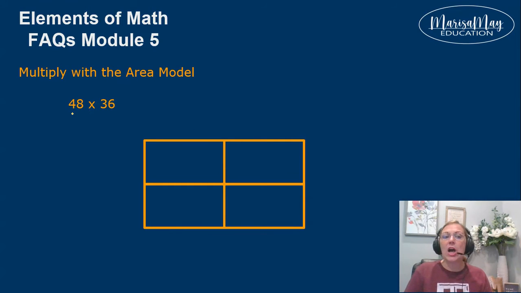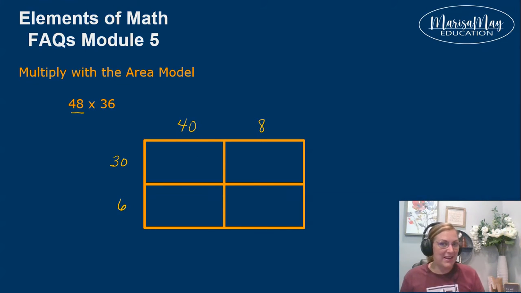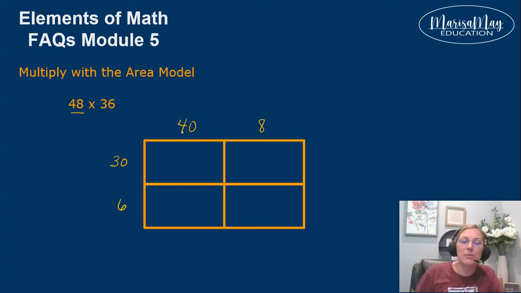So let's take our number here, 48, and we're going to break that apart into its expanded form. So really that's 40 and 8. We'll do the same thing with 36. That's 30 and 6. Now, in order to fill each of the boxes, you're going to multiply the dimensions of that box. Essentially, you're finding the area of each of the boxes. That's why we call it the area model.